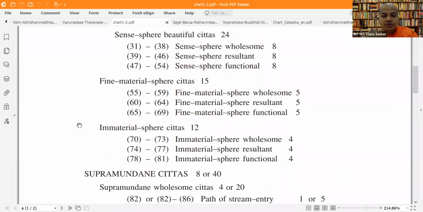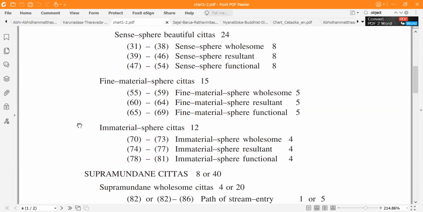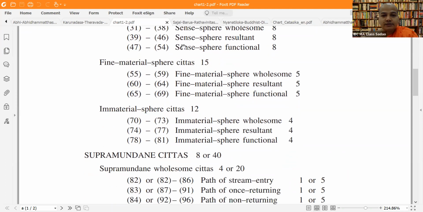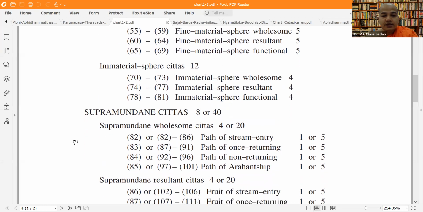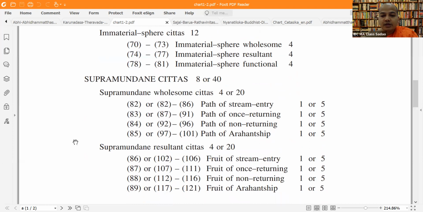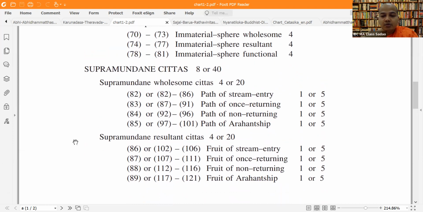So today we are going to discuss rupavachara cittas and also arupavachara cittas, and then supramundane cittas. Hopefully we will be able to complete this section today, and then if we have more time we can move to the next chapter that focuses on the discussion of cetasika.